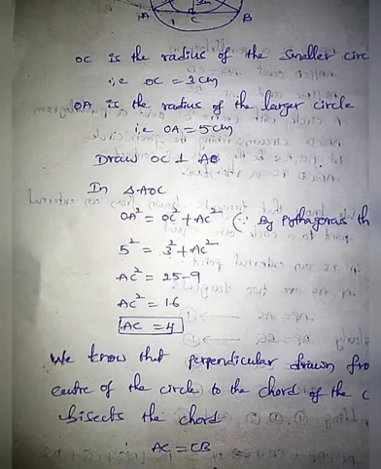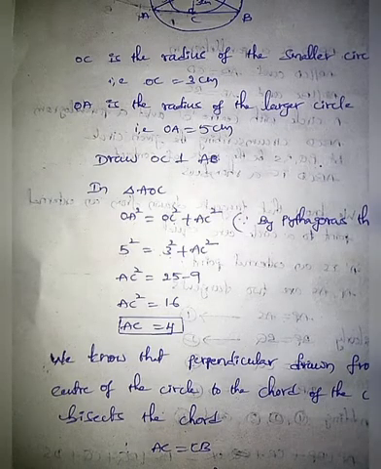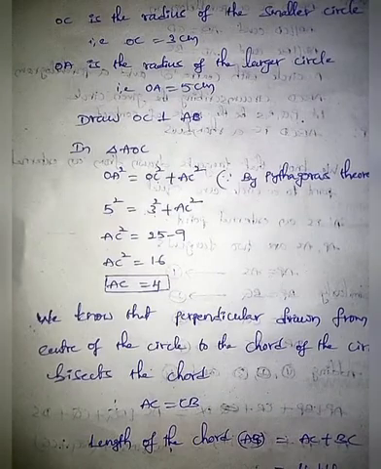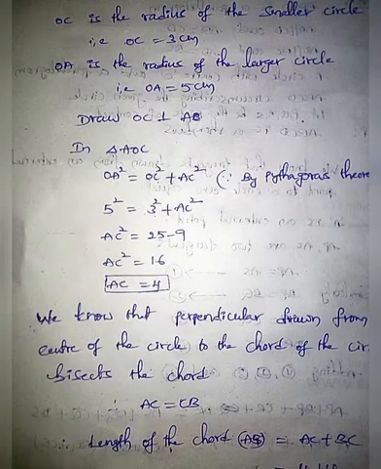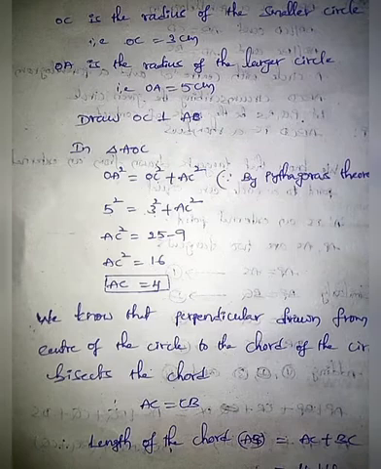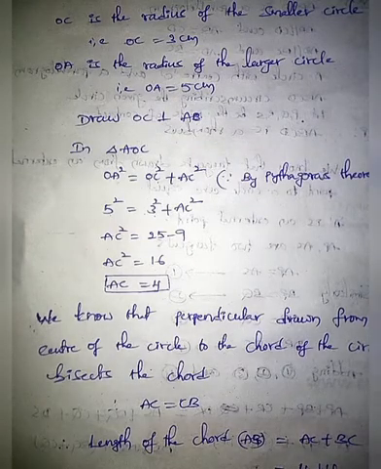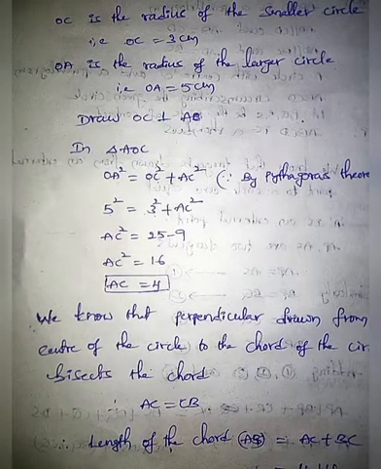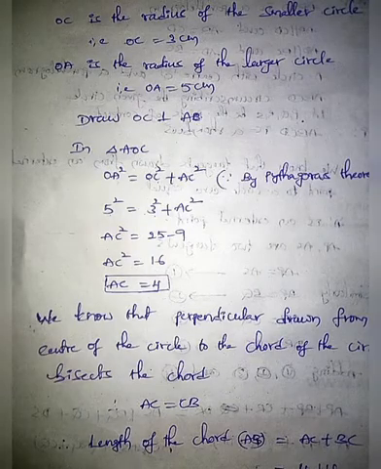Now coming to the second part, that is, children, you know that you learned in 9th class, in the chapter Circles. In a circle, if a perpendicular is drawn to the chord of that circle, it will bisect the chord of the circle.